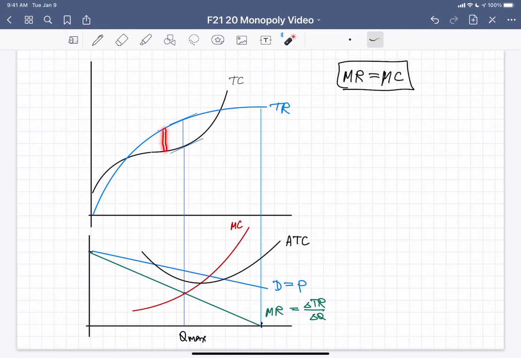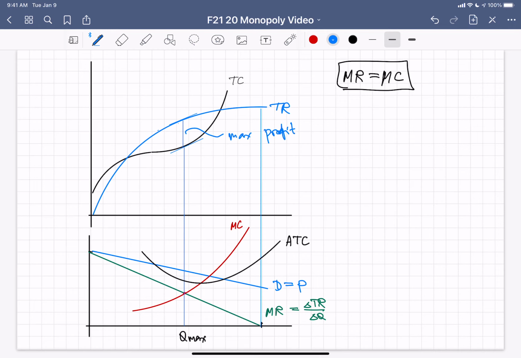If you would look here, you see they will not be parallel. If you go further right, also they will not be parallel. Only when they are parallel, you're getting the largest possible profit. So as simple as that. Maximum profit.